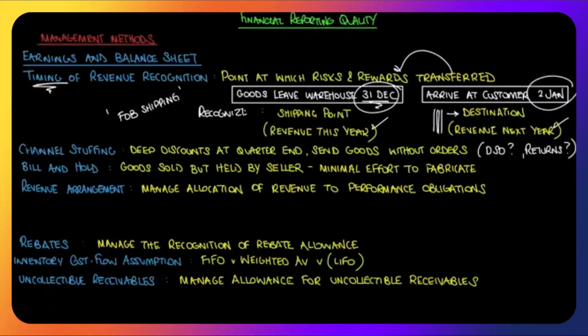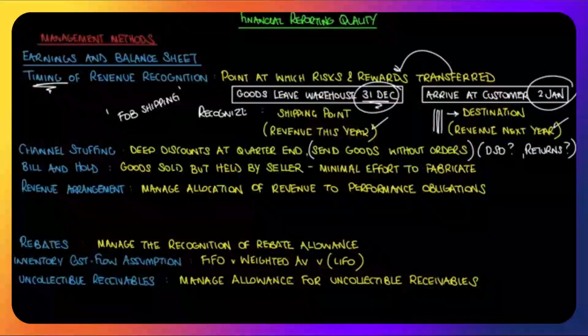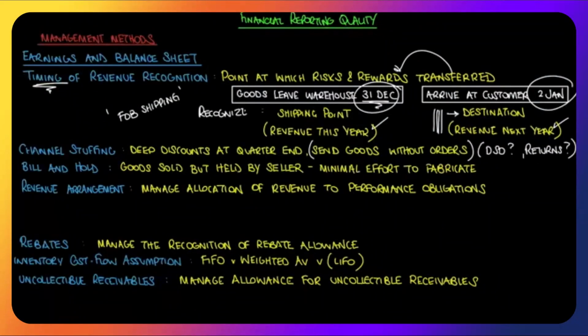Channel stuffing, again, related to revenue. You're getting towards the end of the year. Again, you're not going to meet your targets. What do you do? You offer deep discounts to try and stuff your sales channels, get product out the door. Or if you're going even further, you start to send goods that haven't even been ordered.